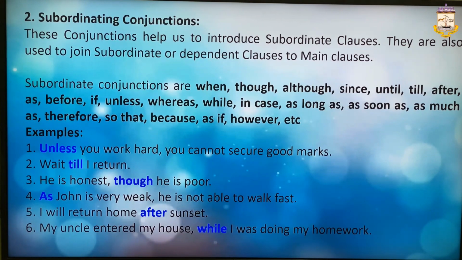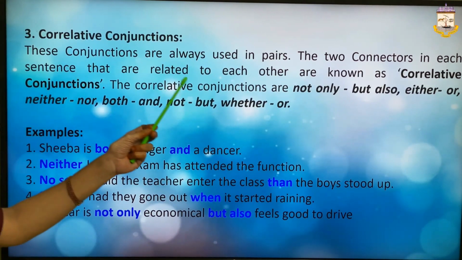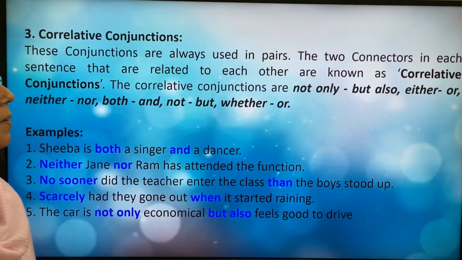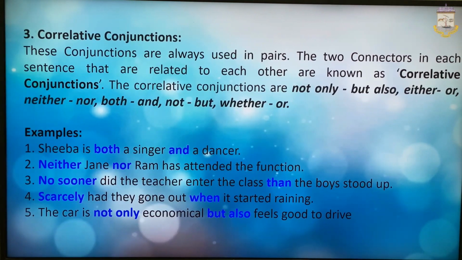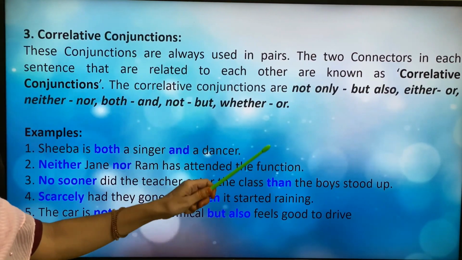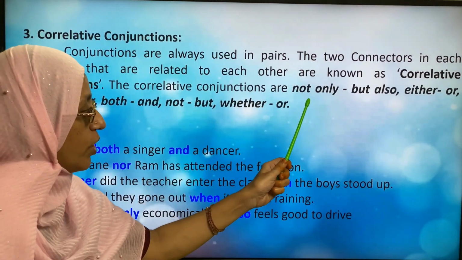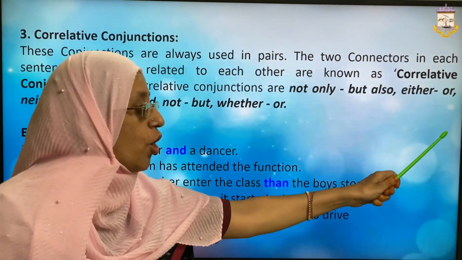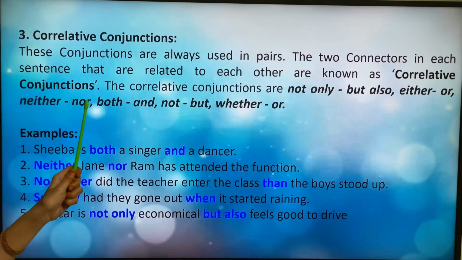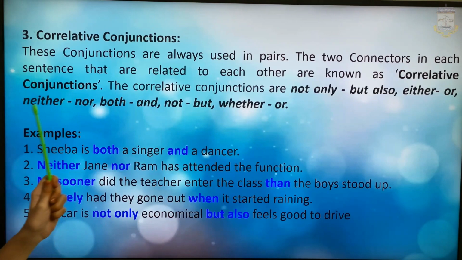Next move on to correlative conjunctions. What are correlative conjunctions? These conjunctions are always used in pairs. They come in pairs. Two connectors in each sentence that are related to each other are known as correlative conjunctions. The correlative conjunctions are not only but also together. They are pairs, I told you. Either or, neither nor, both and, not but, whether or, etc.